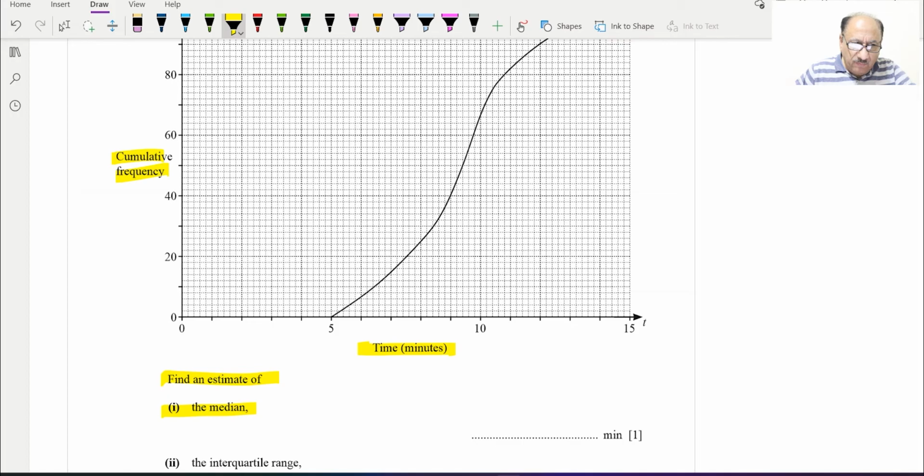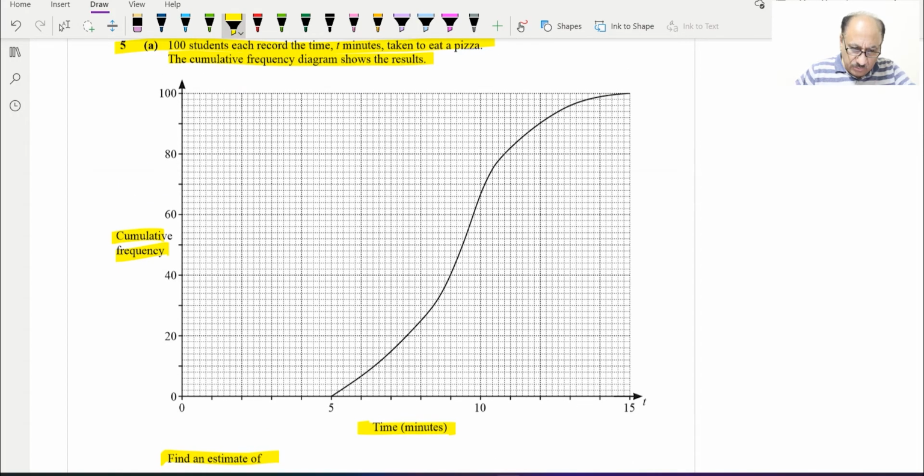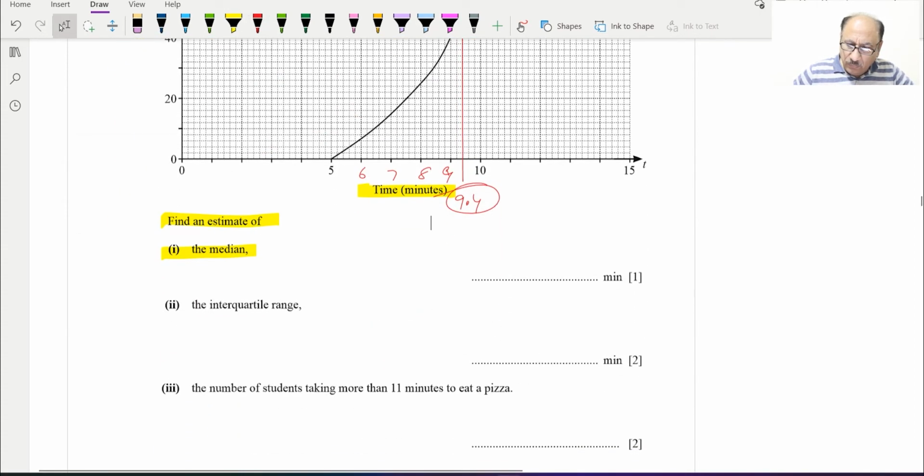Median is the middle value, and we can estimate the middle value. The middle is the 50th percentile, so we will check for the 50th percentile. Check the reference from the 50th percentile: this is 5, then 6, 7, 8, 9, and this will be 9.4. So 9.4 will be our answer, for 1 mark.